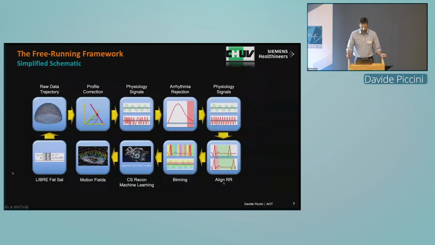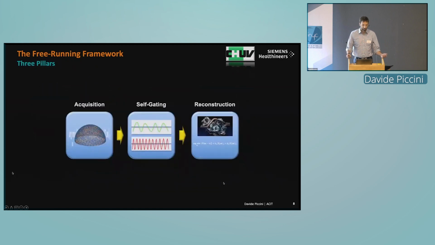So this is a simplified schematic of what the free running framework is. You have a 3D radial acquisition in K-space, and then several post-processing steps that extract the physiological motion. And then a compressed sensing reconstruction that tries to make use of all the data in different physiological phases. For the interest of this presentation, I will focus on the three main pillars of this free running framework, which are the acquisition, the self-gating part, so the extraction of the physiology, and then the reconstruction.